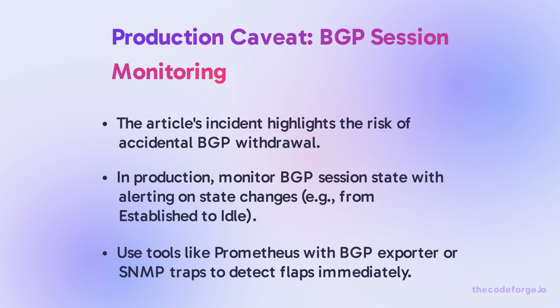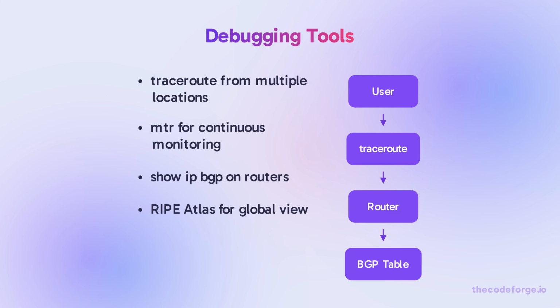The article's incident highlights the risk of accidental BGP withdrawal. In production, monitor BGP session state with alerting on state changes, e.g., from established to idle. Use tools like Prometheus with BGP Exporter or SNMP traps to detect flaps immediately. When Anycast breaks, use traceroute and MTR from multiple vantage points. On your routers, use show ip bgp to check the best path and session state. For a global view, use RIPE Atlas or ThousandEyes.